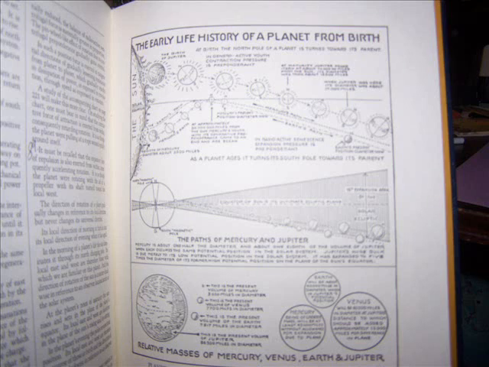The chart we're looking at now shows the early life history of a planet from birth and the relative masses of Mercury, Venus, Earth, and Jupiter. And at the bottom it says, planets are born, grow to maturity through generative preponderance, then fade and die through radiative preponderance. All form appears and disappears by the same process.